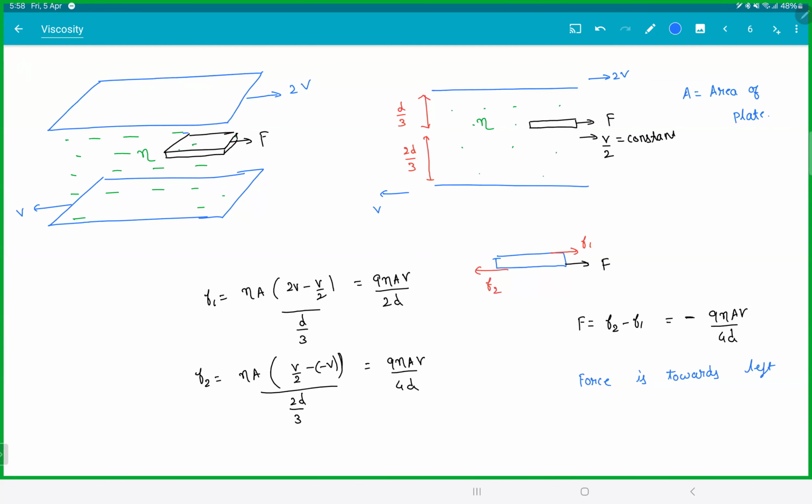Now, the second part of the question: where should I keep this plank so that I need not apply the force? Think, I'll give you a minute.